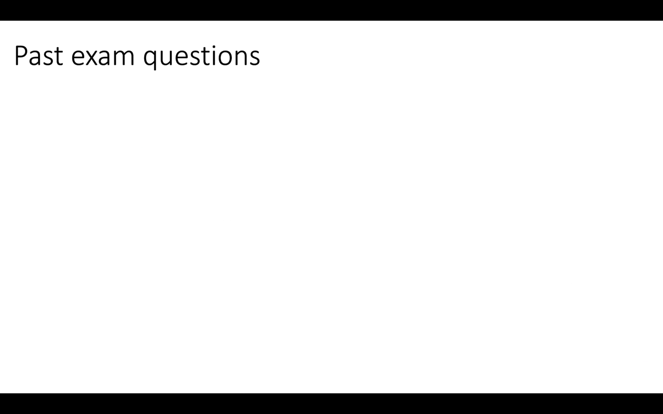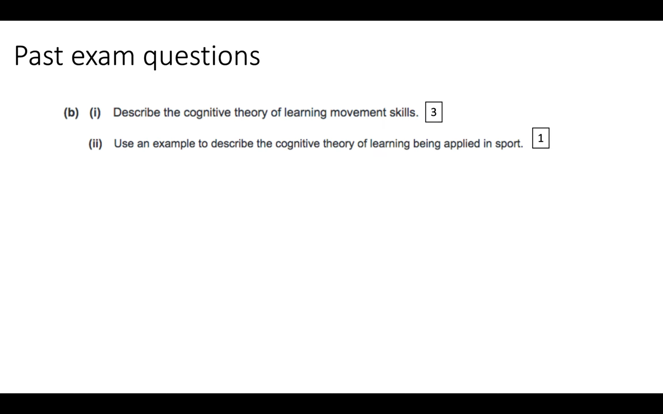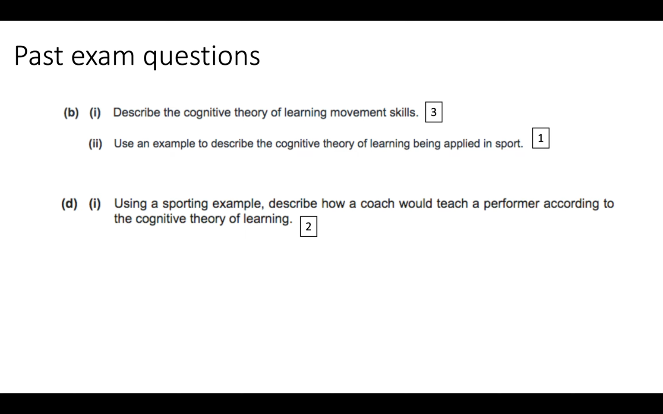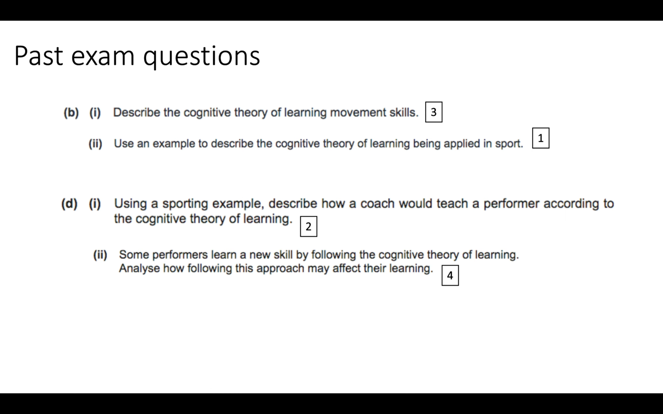Now, past exam questions that we've had that you can look at. Describe the cognitive theory of learning movement skills. Use an example to describe the cognitive theory of learning being applied in sport. Using a sporting example, describe how a coach would teach a performer according to the cognitive theory of learning. And finally, a 4 marker: some performers learn a new skill by following the cognitive theory of learning. Analyse how following this approach may affect their learning. So hopefully by the end of our lesson, you'll be able to answer all of these.